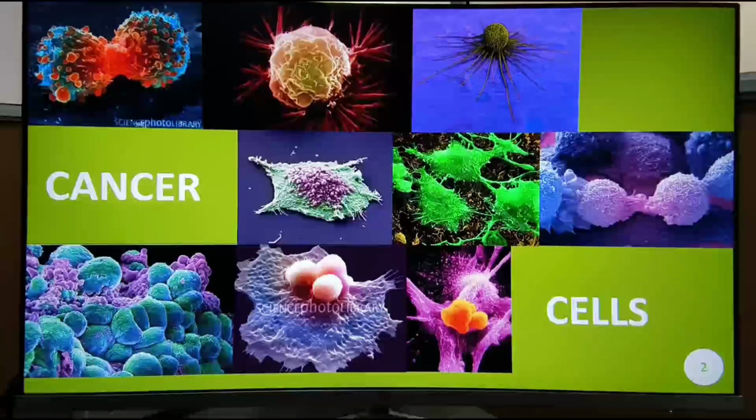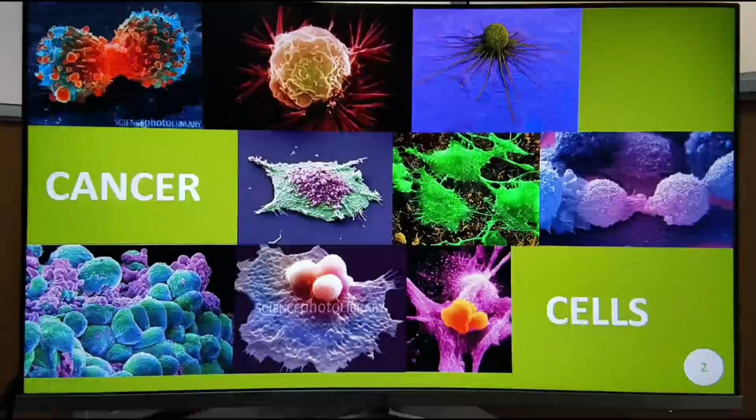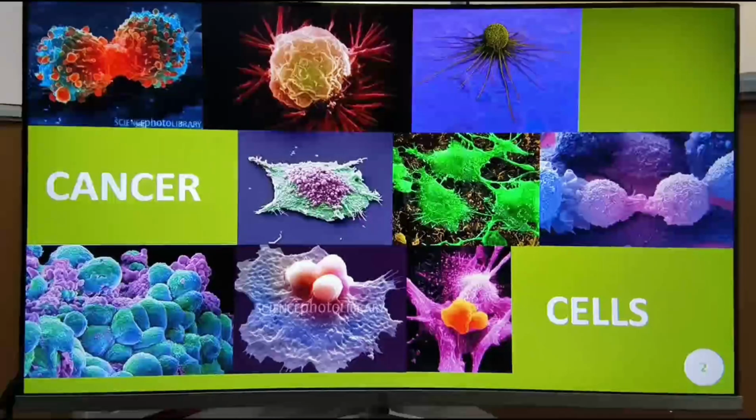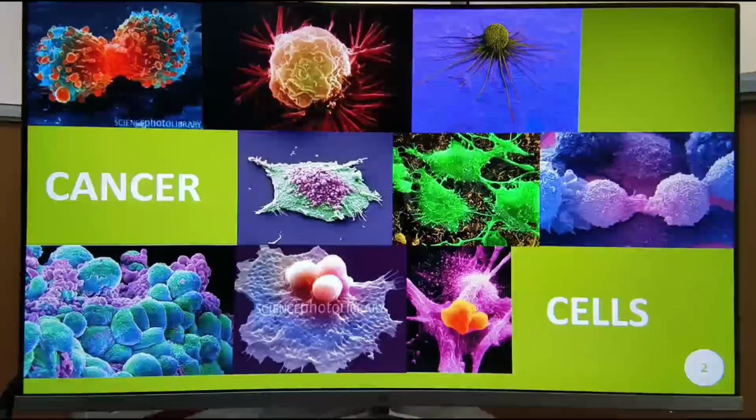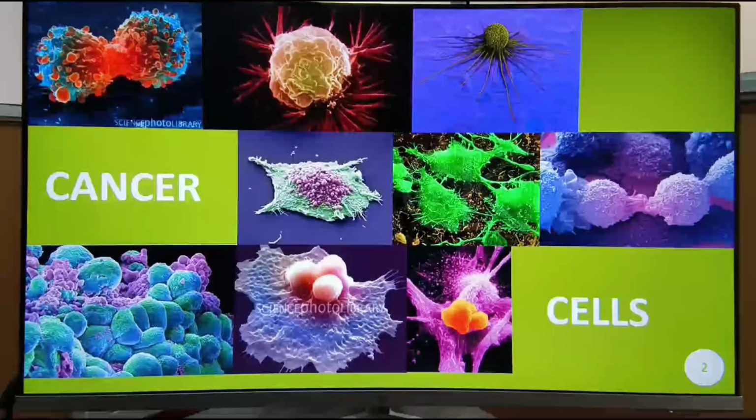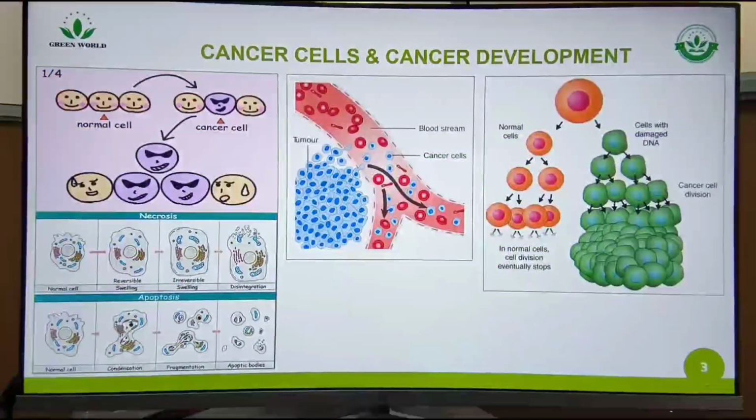Let me repeat that, please. A cell is the basic functional unit of a living organism. Then a group of cells modified to perform a specific function will create what is called tissues. Then a group of tissues modified to perform a specific function will create what is called body organs. Then a group of organs modified to perform a specific function will create what is called an organ system. And that's how the body is formed. So cancer is just abnormal growth of body cells.